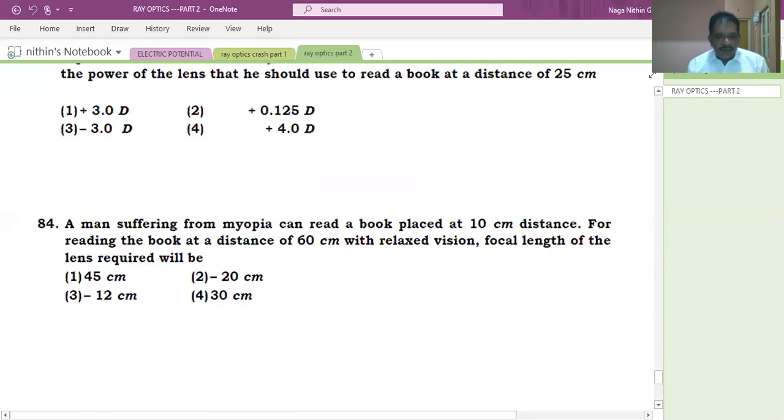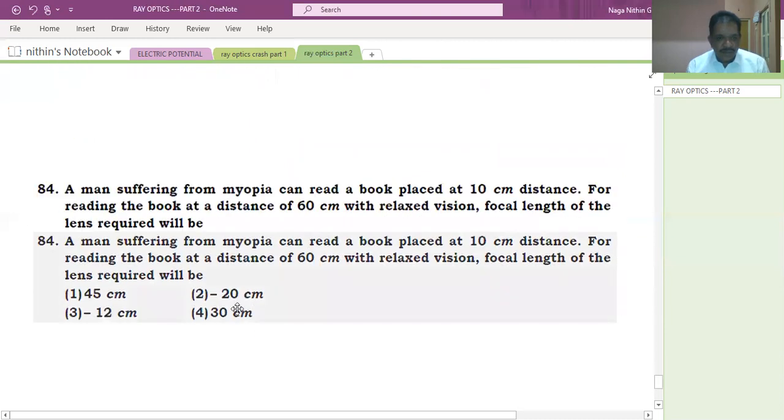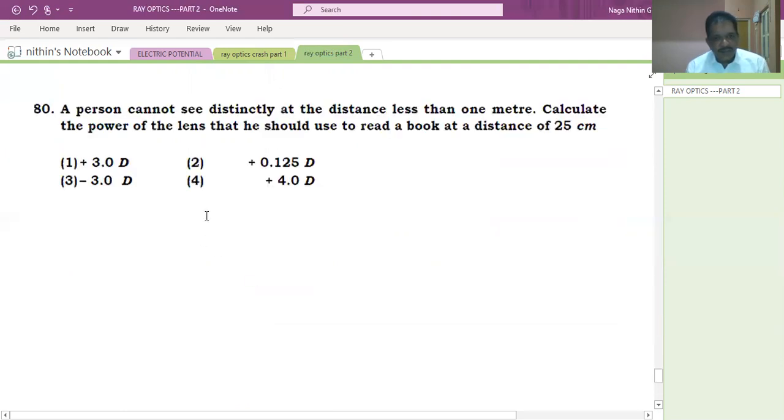Next 80. These models are easy models. Try to concentrate on this. What they are asking: a person cannot see a distant object at a distance less than 1 meter. Calculate the power of the lens he should use to read a book at a distance of 25 centimeters. So 1 by f is equal to 1 by v minus 1 by u. 1 by f means P. Here both will be negative, so it becomes minus 1 by v plus 1 by u.